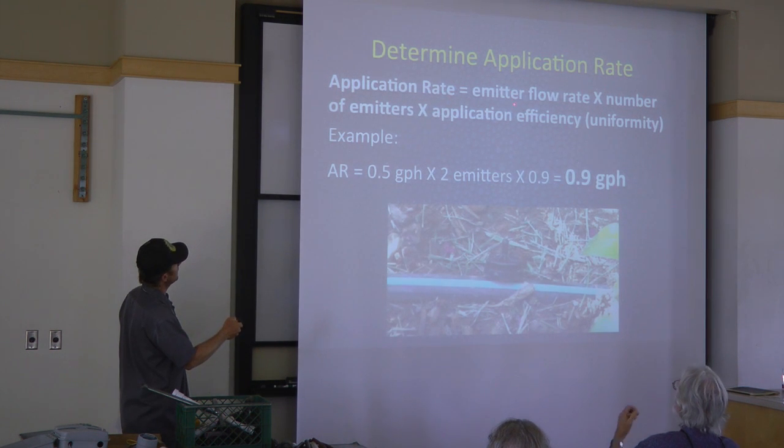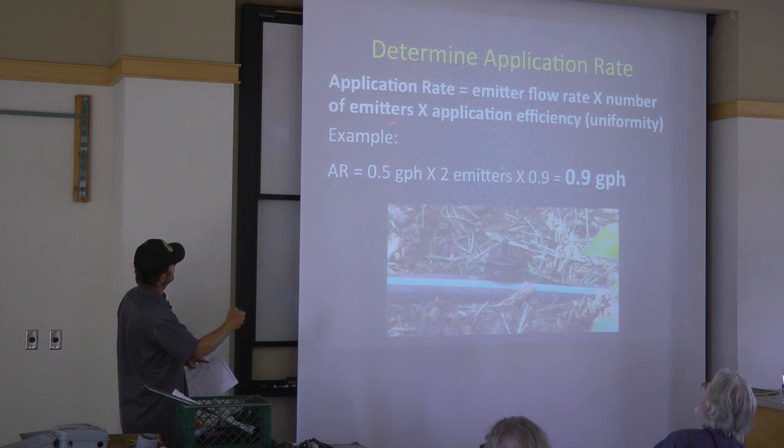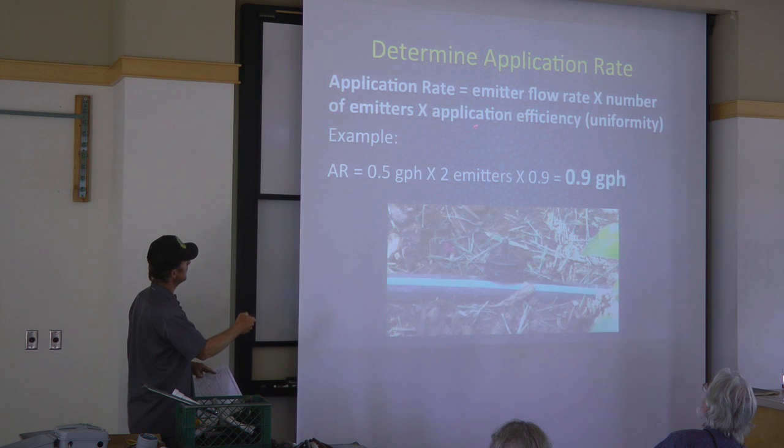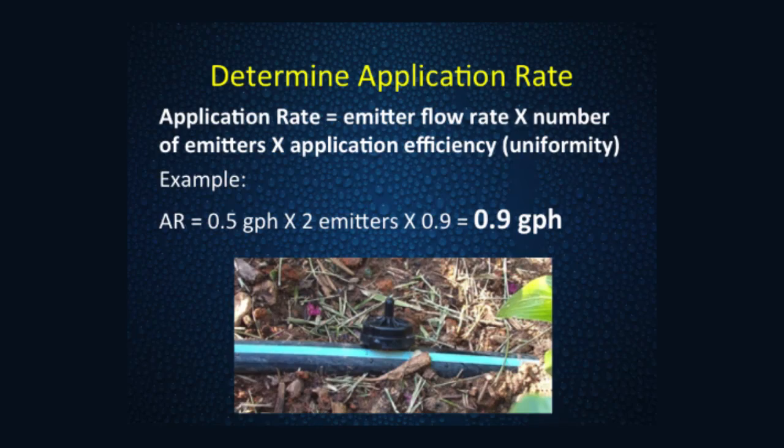Okay, so our application rate equals the emitter flow rate. So hopefully you're following along here. Times the number of emitters. We said that was 2. We said the flow rate was 0.5 gallons per hour. Application efficiency, or uniformity, we agreed was 90%, 0.9. Half gallon per hour times 2 emitters times 0.9. Your application rate is almost 1 gallon per hour, 9/10 of a gallon per hour.